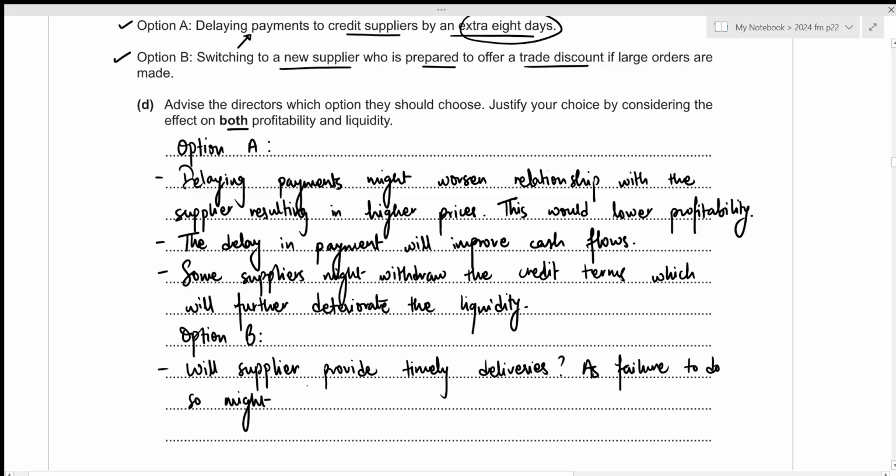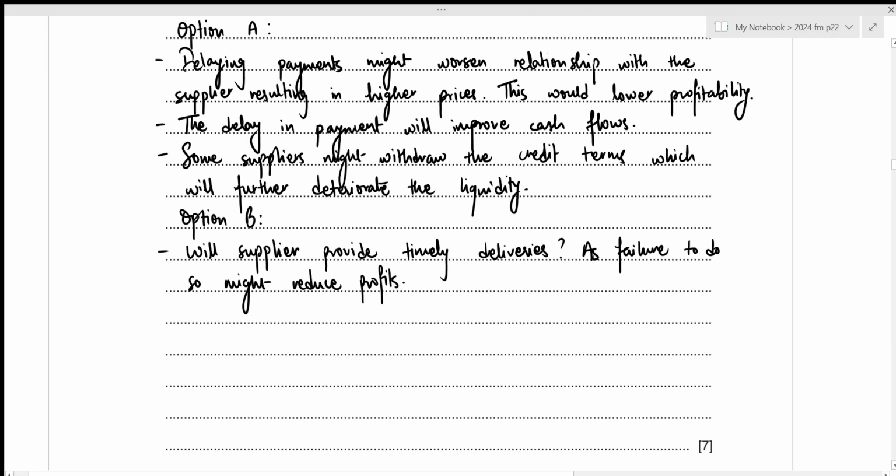And in this case, since we are now getting a trade discount on large orders, this will improve the cash flows because essentially our cost of purchase has been reduced. Due to the reduction in cost of purchase, cash flows will improve.